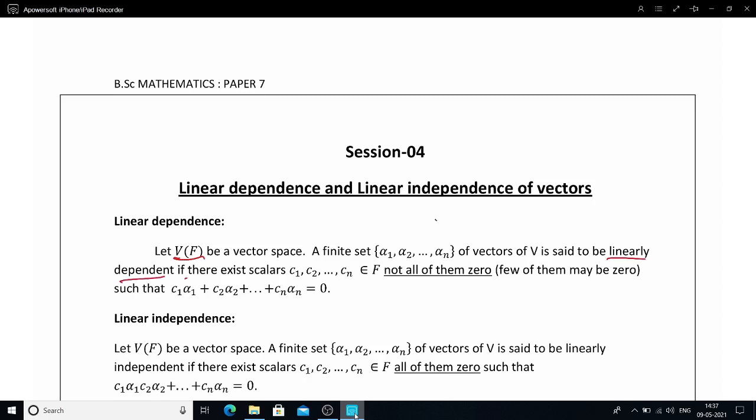if there exist scalars c1, c2, cn, not all of them 0. That means a few of the scalars may not be 0. That means some are 0, some are not 0, such that the linear combination equals 0.